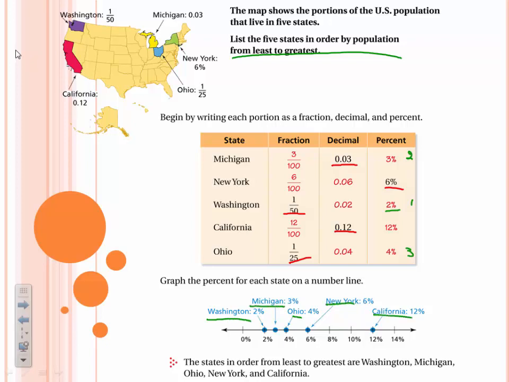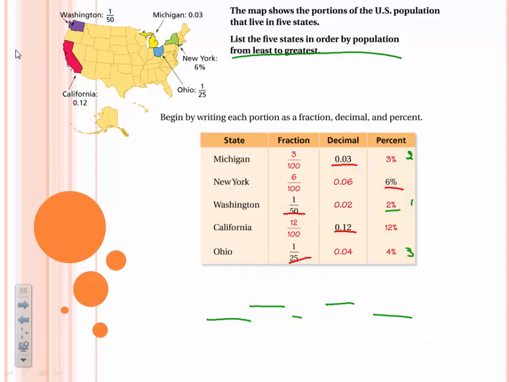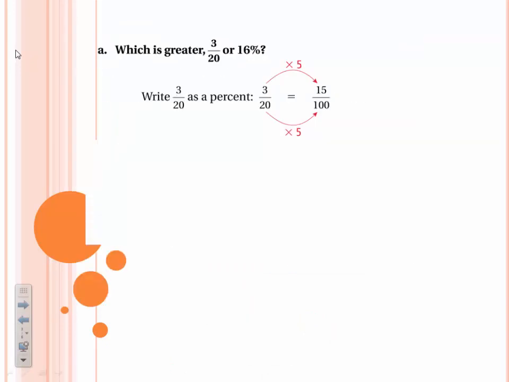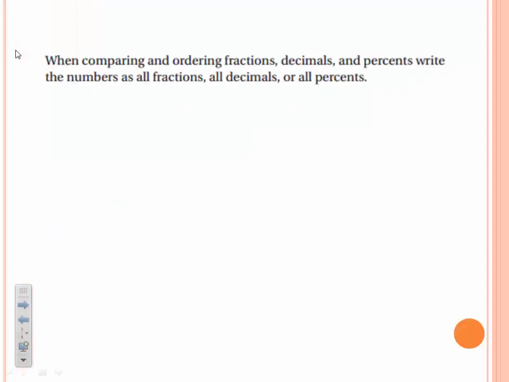All right. That is all today's lesson. Very simple. Keep in mind the main thing that you needed to know, if we go back, was this part right here. When comparing and ordering fractions, decimals, and percents, write the numbers as all fractions, all decimals, or all percents. The only clincher is with the fractions, make sure that they all have the same denominator. That way you just have to compare the numerator.